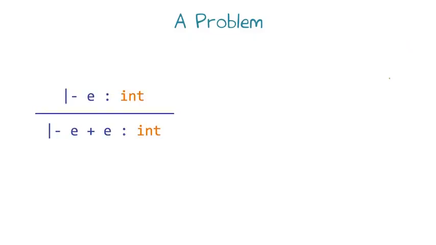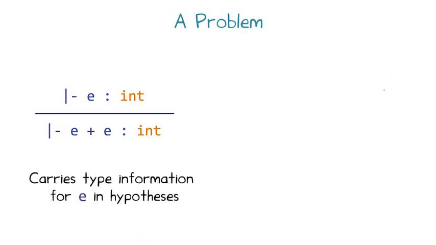We have discussed typing for integer expressions, which in our simple language are restricted to sums. Using the rules we have established so far, we can derive a rule such as this one. If it is provable that E has type int, then it is provable that E plus E has type int. This schema carries the type information for E in its hypotheses.